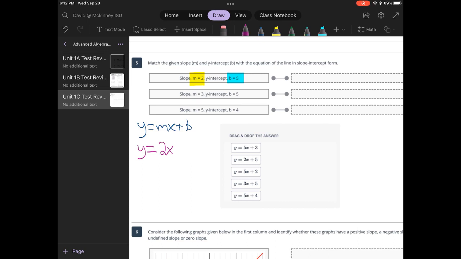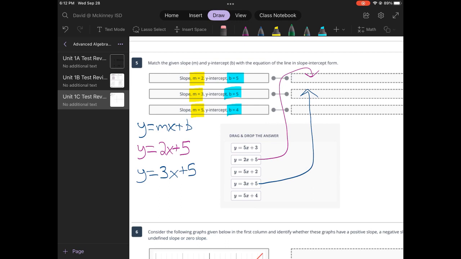Remember that the slope is the number in front of the x, not the x. The x is not part of the slope. The slope is the coefficient of x. And there is my answer. I would click and drag that up into the upper box. I'm going to do the other two fairly quickly here. y = my m value, 3x, plus my b value, 5. Do I see 3x + 5? I do. I take it and put it into the box above.